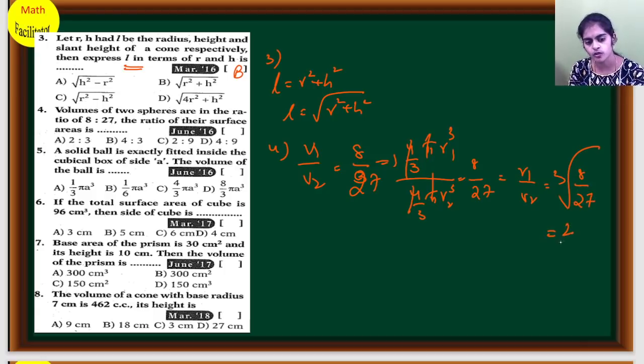Cube root of 8 is 2. Cube root of 27 is 3. So R1 by R2 is 2 is to 3 you have to get. Now see the next one.